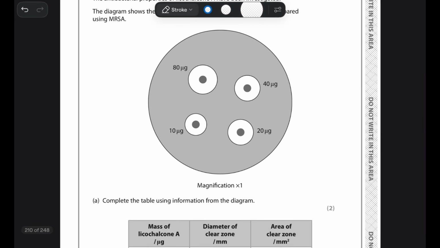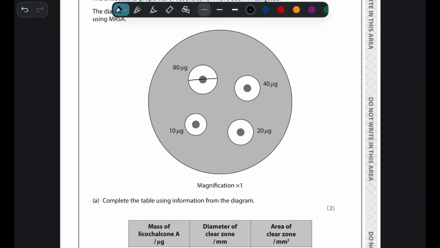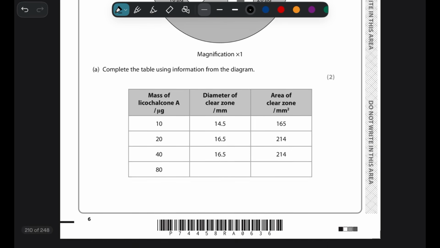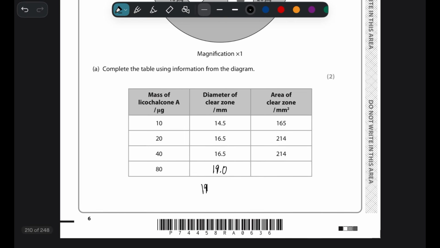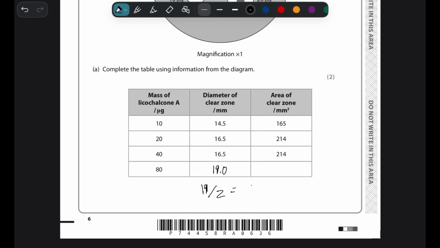So just making sure we're going to the right one, we're going to the 80 micrograms. And we need to measure the diameter across here. So what you'll see is that's 19 millimeters. And then with that, 19 is the diameter, so we'll put 19 in the table. I'd put 0.0 just because we've got a decimal point. Divided by 2, we get 9.5. And then we just need to do pi r squared. So pi multiplied by 9.5 squared. When you round your answer, you're going to get 284.